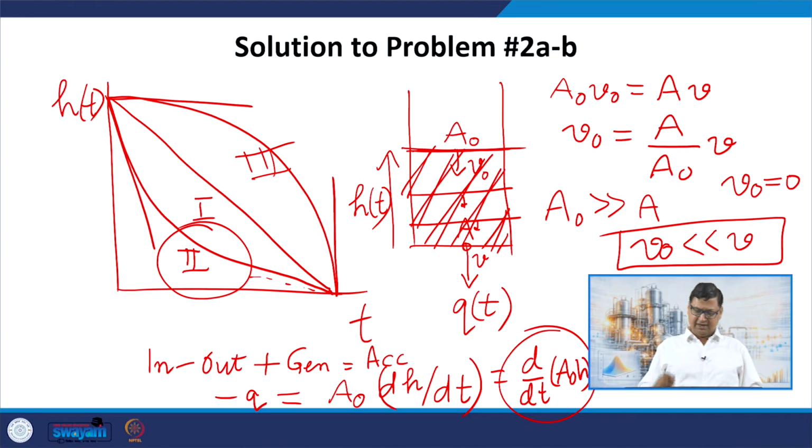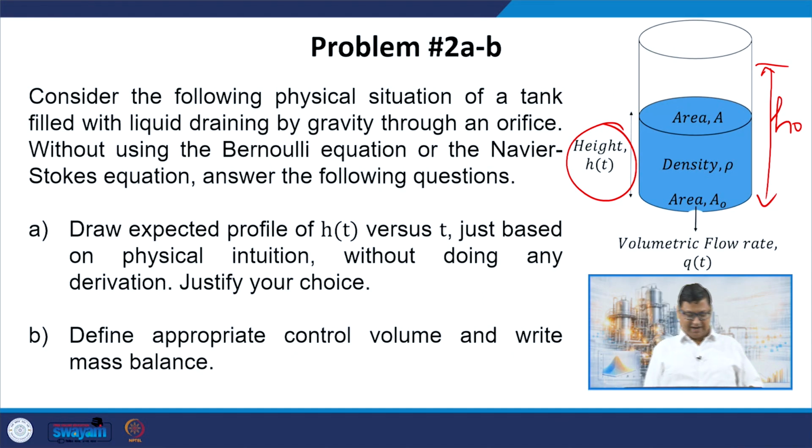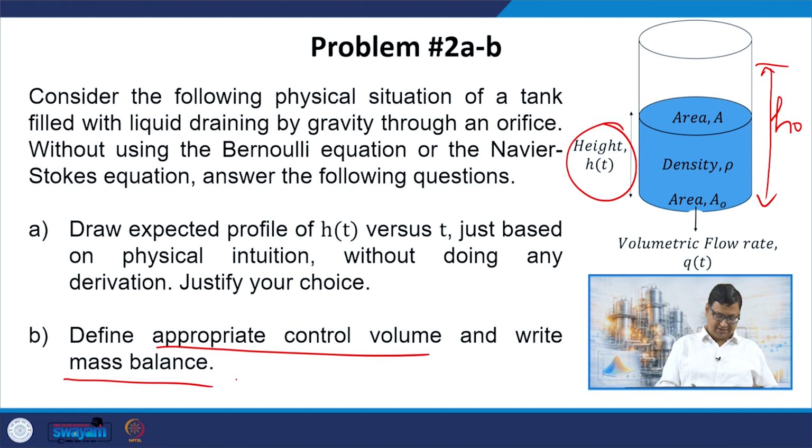So, clearly dH by dt is negative. So, therefore, we have a negative sign there. So, this becomes the material balance for the system. The A naught dH by dt is equal to minus Q. Okay. So, this was the problem that we had. So, we have identified the control volume and we have written the mass balance for the system. In fact, I wrote a volume balance because the density was assumed to be constant, but density times volume is mass. So, in this case, we do not have to consider density.